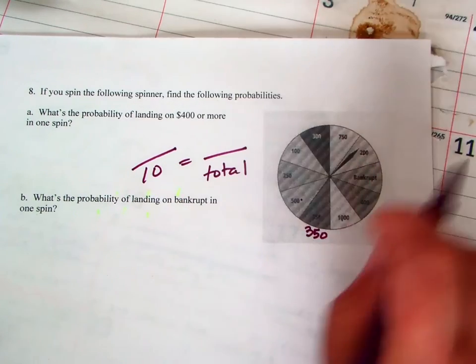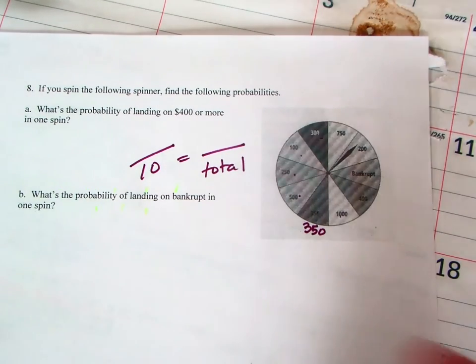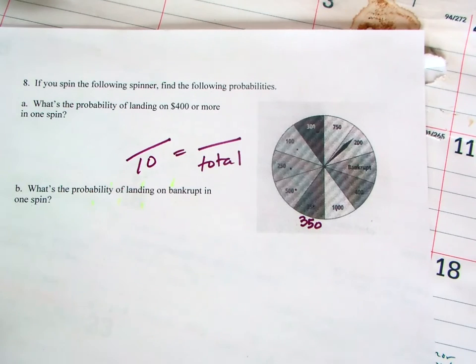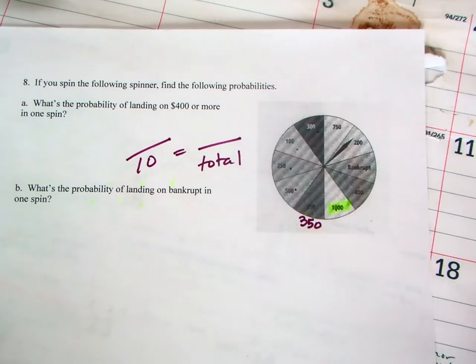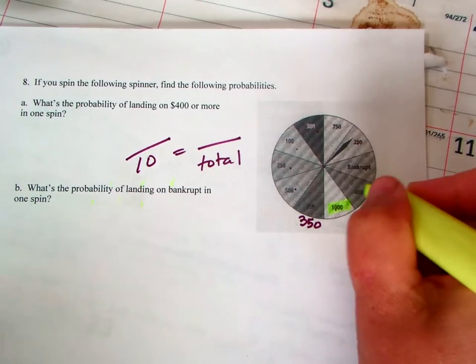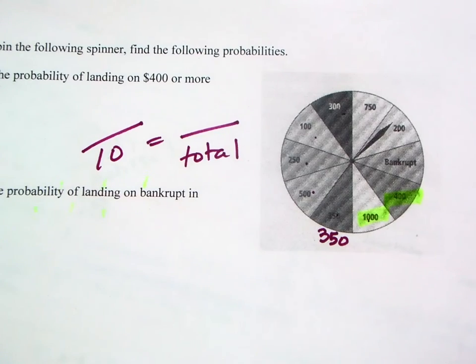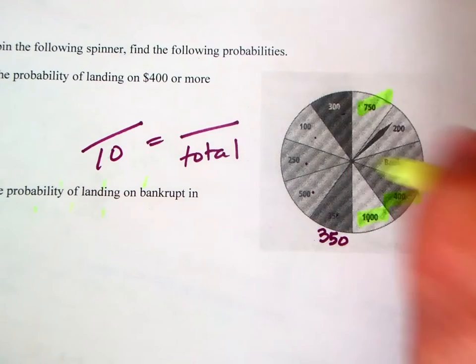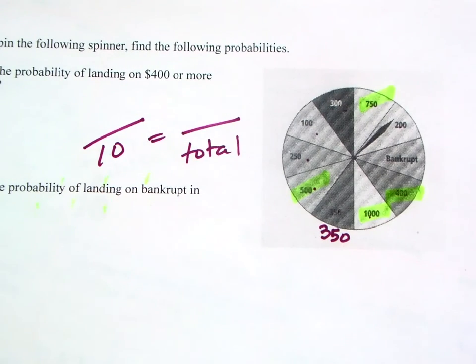And I'm just kind of showing work. If you had dots on it or showed me that you counted in some sort of way, that would be work as well. So I'm just writing total. So you know it's 10 total possibilities. Now, 400 or more. So I'm going to highlight the ones that are 400 or more. 350 is not. 1,000 is. 400 is because it's 400 or more. So that includes 400. Bankrupt is not more than 400. 200, no. 750 is. 300, 100, 250, all no, but 500 is. So you'll notice I came up with 4 of them.